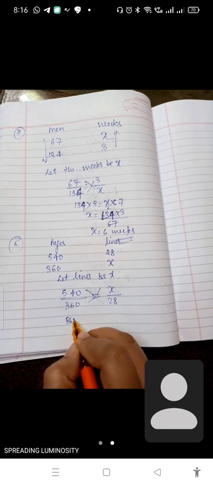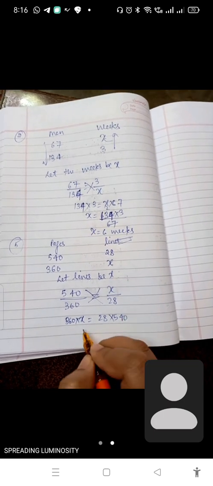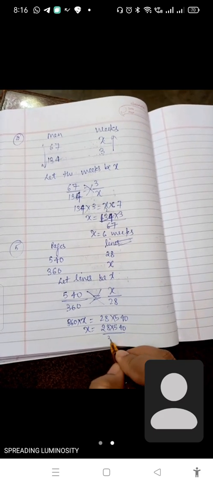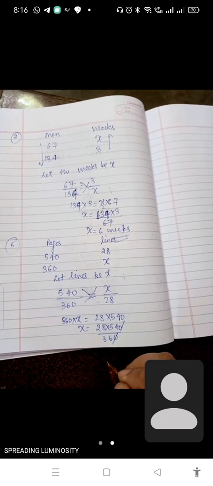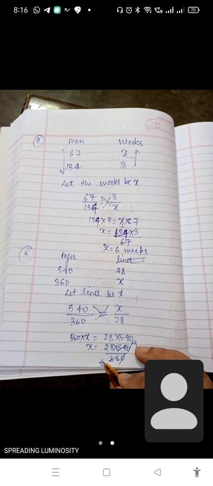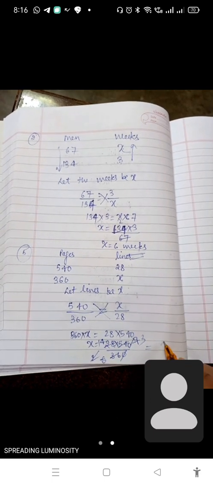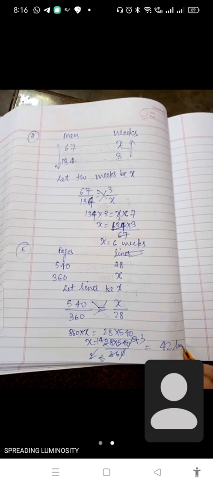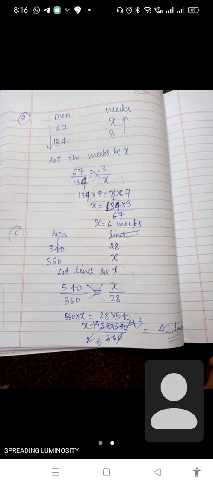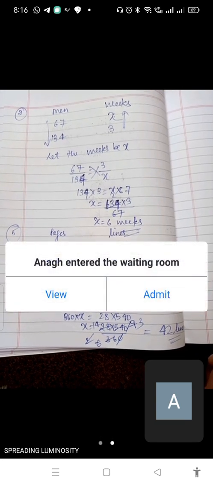By cross multiplication, 360 into x is equals to 28 into 540. So x is equals to 28 into 540 by 360. This is 6, 9. 3 2s are 6, 3 3s are 9. This is 40. It will be 42 lines. Is it clear? Is there any confusion?